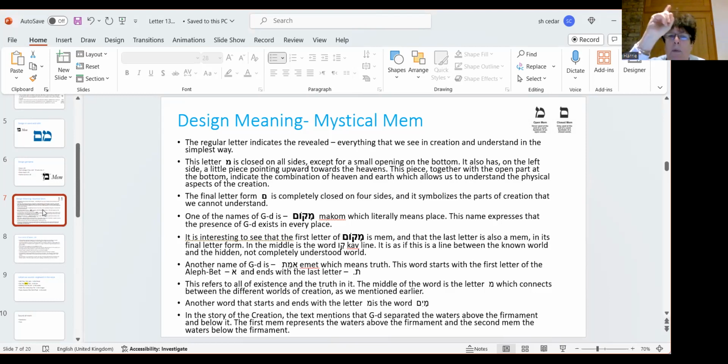It's got a little line above that goes up to heaven. That's why it's that Vav letter that sort of links heaven and down here on earth. And it's got this tiny little opening to it that allows us to see the physical aspects of creation. Whereas the final Mem Sofit, the final version, is closed on all sides, and it is used to symbolize the parts of creation that we cannot understand. There's lots of stuff we can't understand.